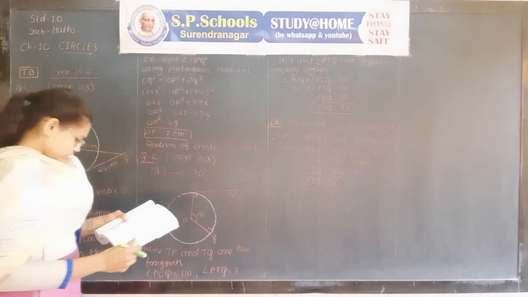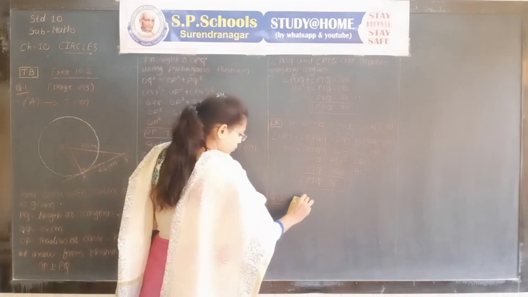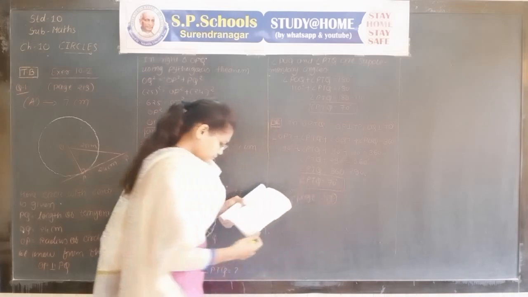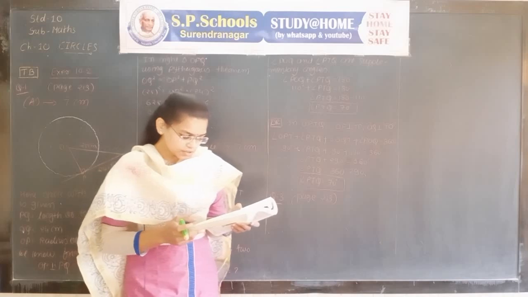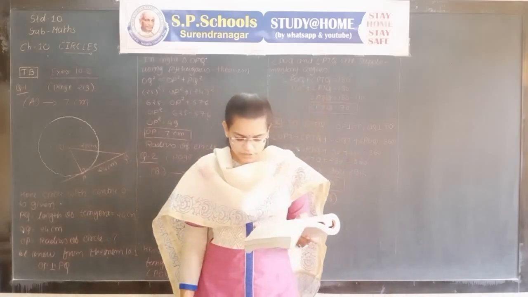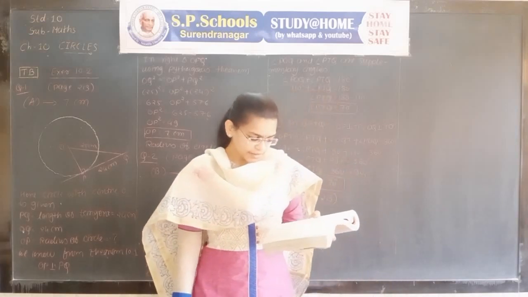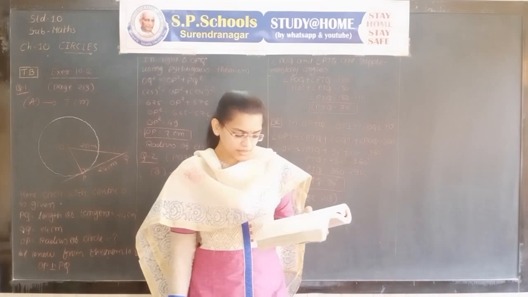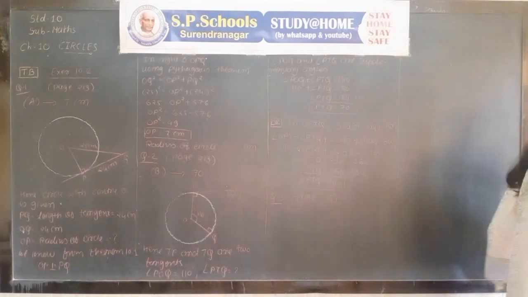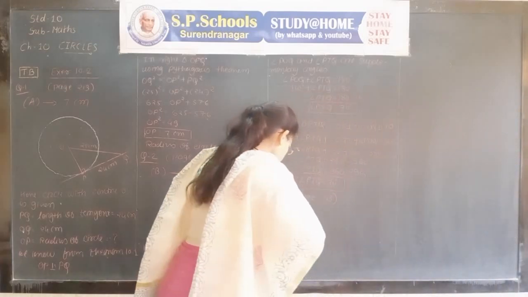Okay. Third number. Question number 3 on the same page number 213. If tangents PA and PB from a point P to a circle with center O are inclined to each other at an angle of 80 degrees, then angle POA is equal to what? The figure is not given. Let's draw a figure first. Draw one circle.